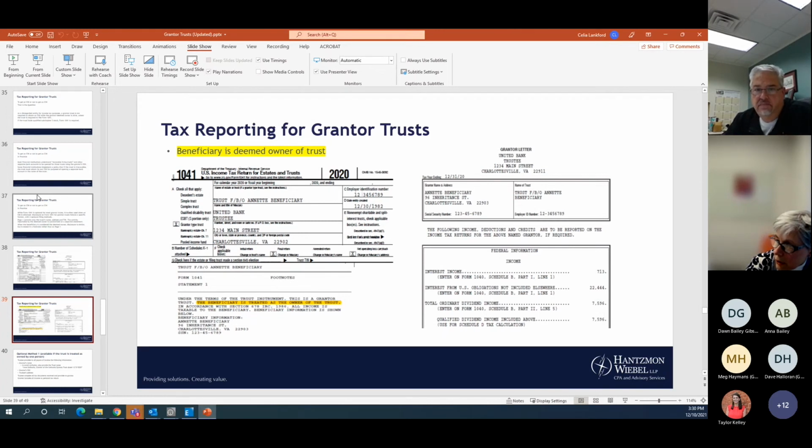It just says, under the terms of the trust instrument, this is a grantor trust, and the beneficiary is treated as the owner of the trust. But the net effect is the same. There's a grantor letter that the grantor, the owner of the trust, deemed owner of the trust, uses to report their income.